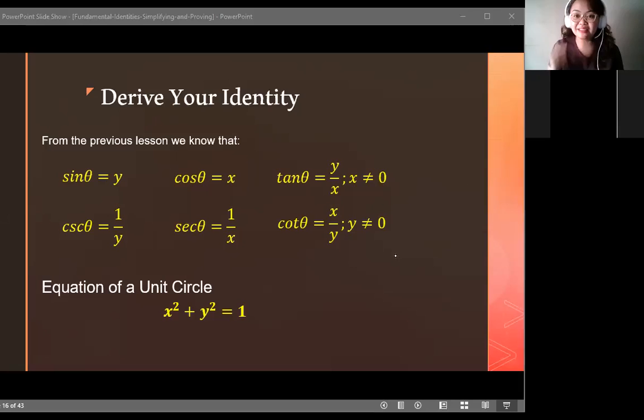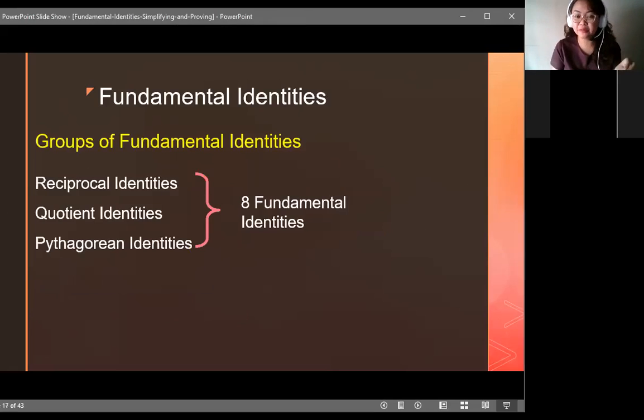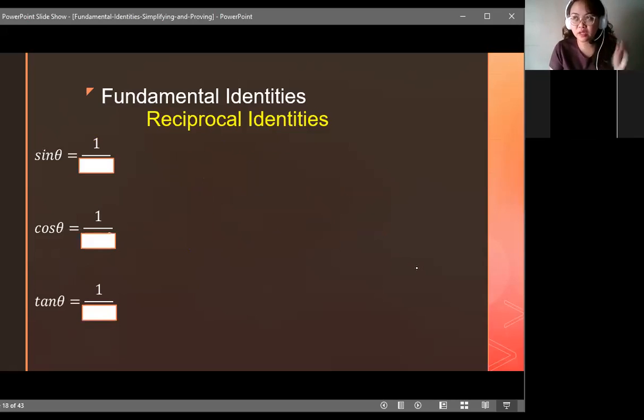Wonderful. And this is already discussed before, the equation of a unit circle derived from our Pythagorean theorem and the equation of the circle back in first mid, if you still remember that. Now, from here, we will be able to derive our fundamental identities. There are three groups of fundamental identities: the reciprocal, the quotient, and the Pythagorean identities. Okay? But these are all just under fundamental identities. Fundamental are basic trigonometric identities. Okay?